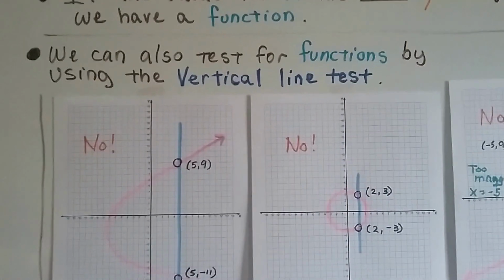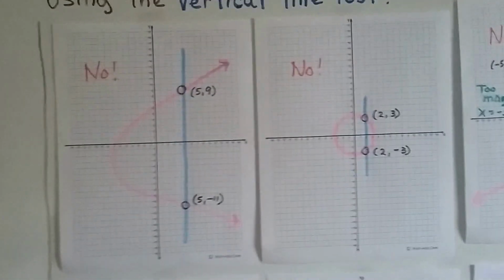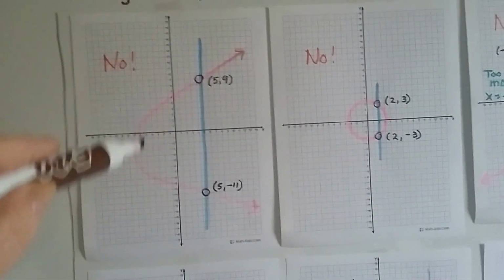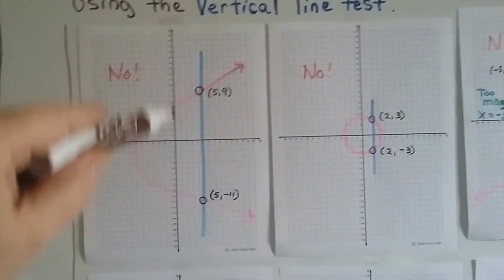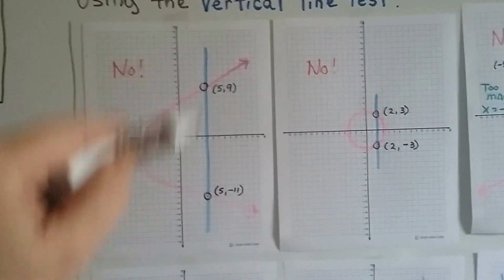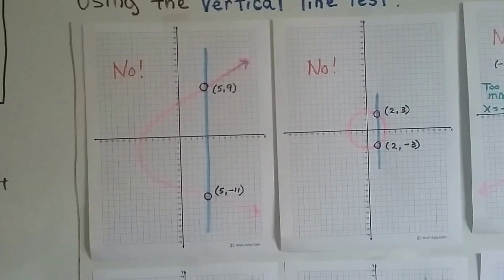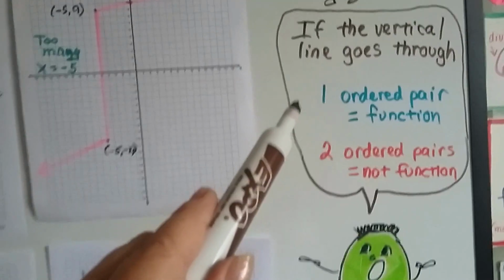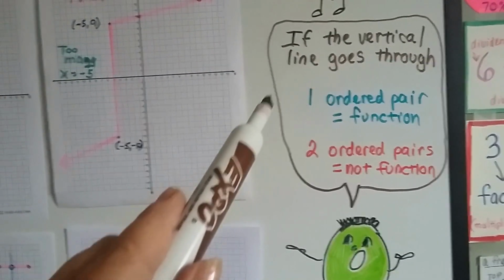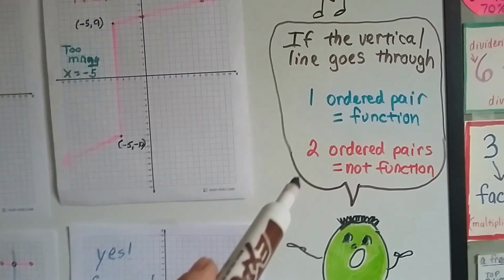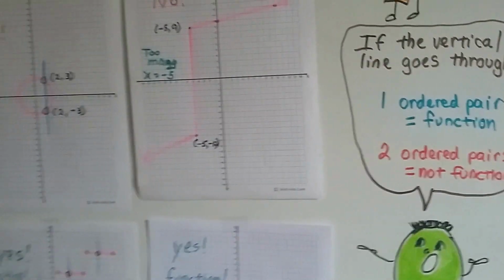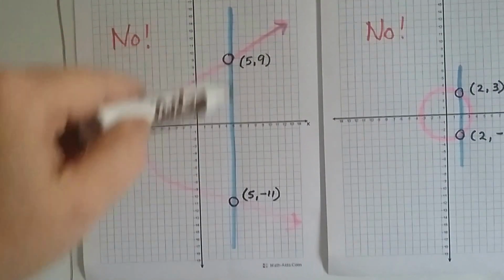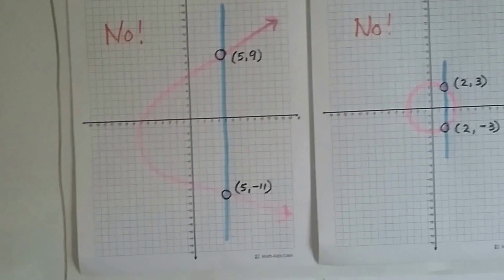We can also test for functions by using what's called a vertical line test. So here we have this arrow. Our line is kind of curved, isn't it? So what we do is we draw a vertical line through it. We can draw several in different places to see what happens. And if the vertical line goes through one ordered pair, one point, then it's a function. But if that vertical line goes through two points, it's not a function. And because our vertical line went through at this point and at this point, it's not a function.